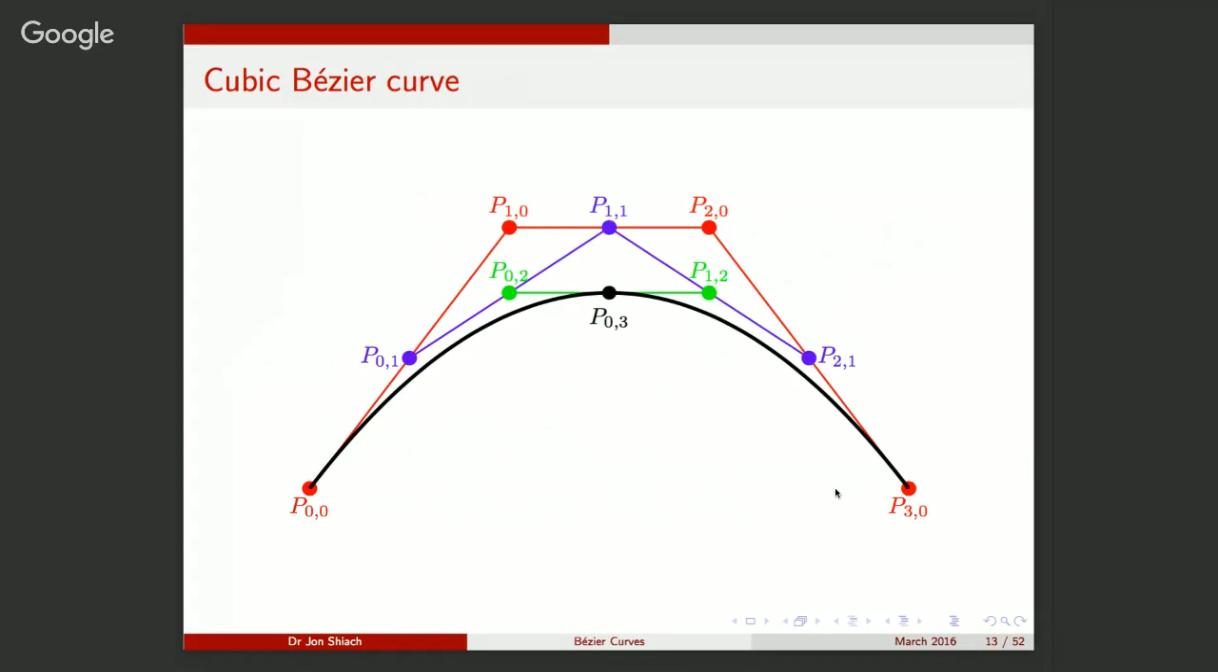What about a cubic? It gets a bit more complicated now. A cubic is defined by 4 control points, 3 plus 1. Your original ones are in red, so I've got P00 all the way around to P30. The ones in blue are part way along the ones in red. The ones in green are part way along the ones in blue. And finally, the point on our Bezier curve is part way between the green ones. So there's an extra step here, an extra level. That's a cubic.